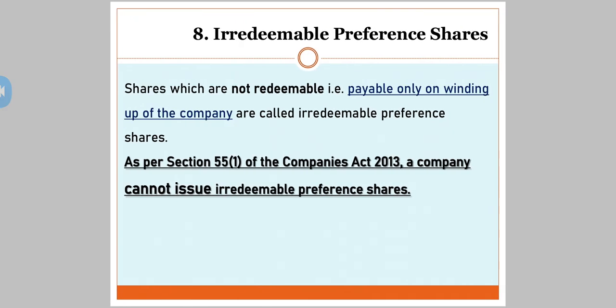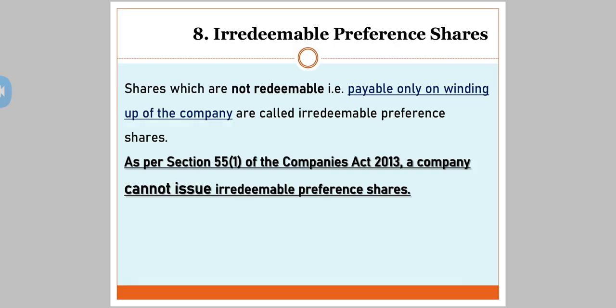The eighth one is irredeemable preference shares. Shares which are not redeemable, that is payable only on the winding up of the company, are called irredeemable preference shares. If the company is going to pay off only at the time of winding up of the company, that means it is almost the same as equity shares, right? See, the most important part, as per section 55(1) of the Companies Act 2013, a company cannot issue irredeemable preference shares. The company has no right to issue irredeemable preference shares.